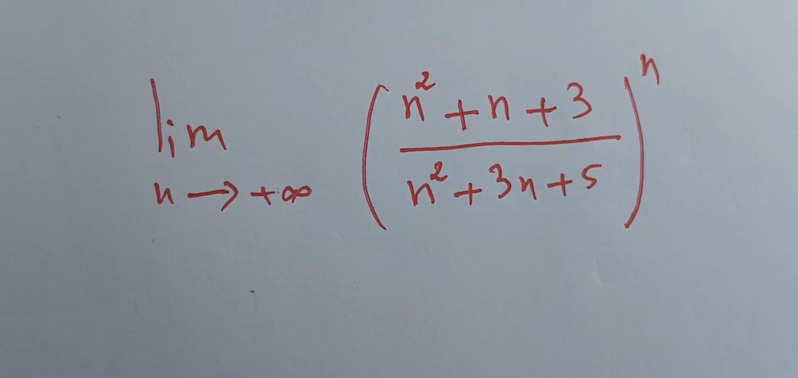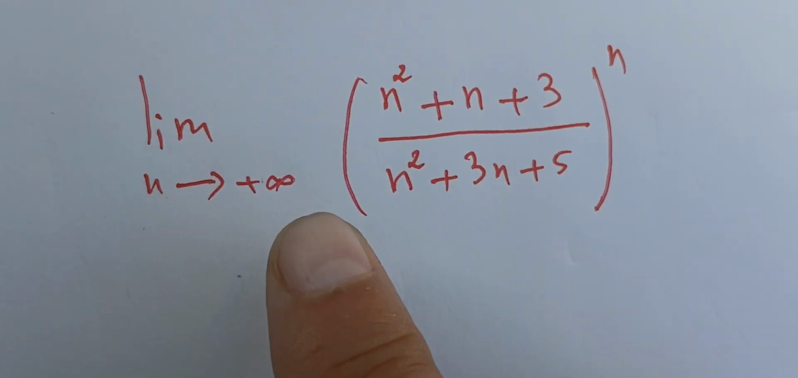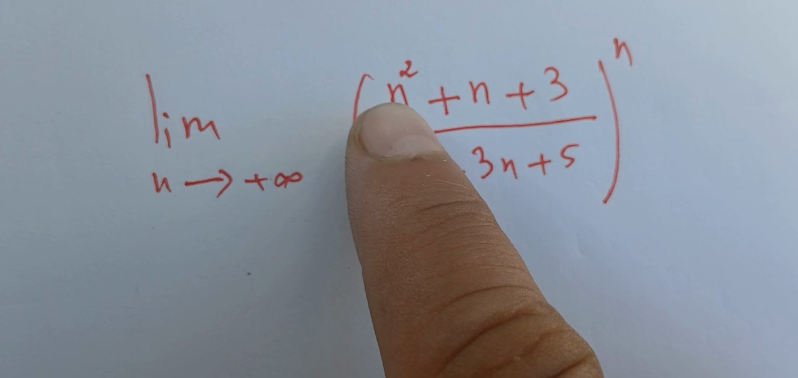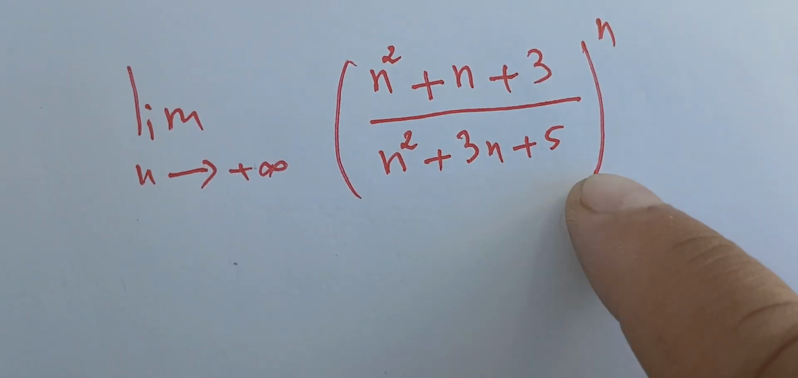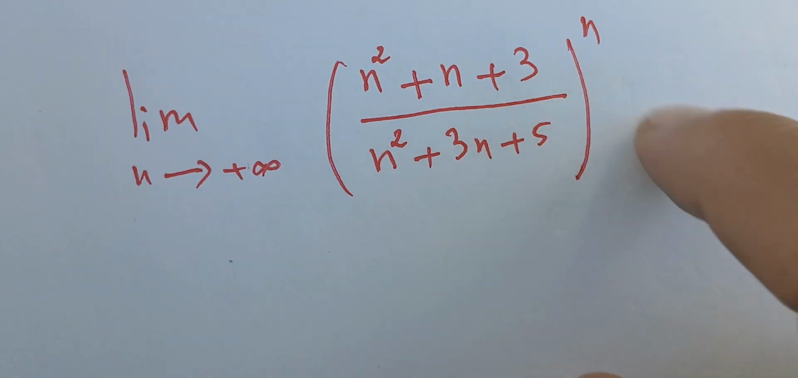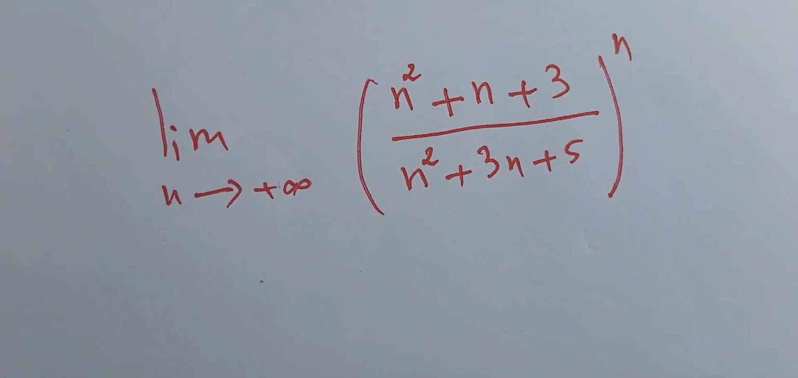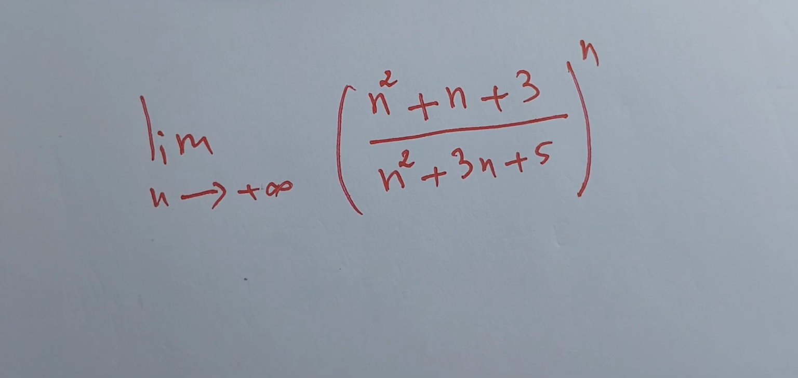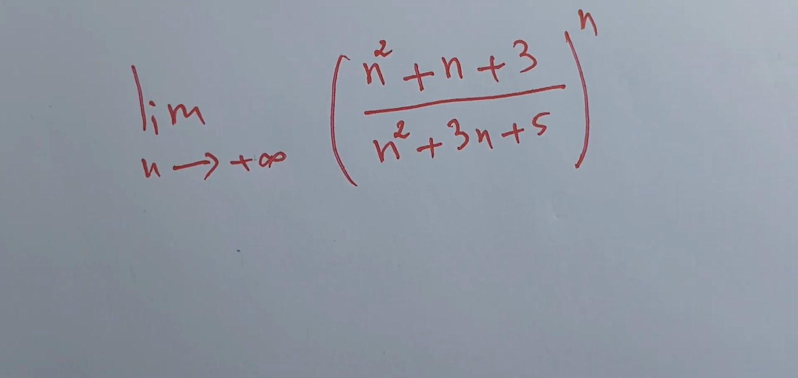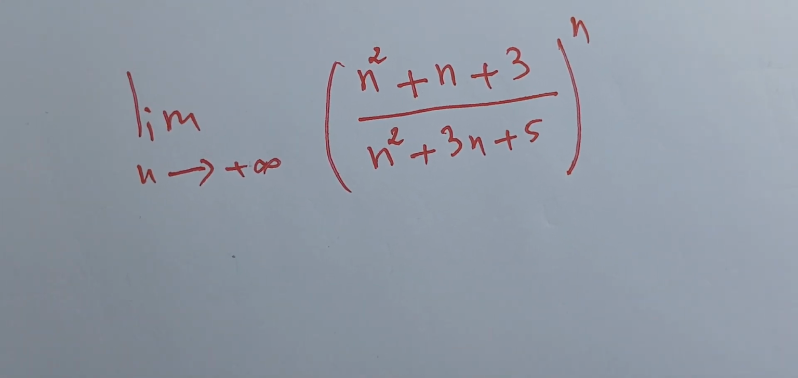Let's compute the following limit: the limit as n goes to infinity of (n squared plus n plus 3 over n squared plus 3n plus 5), everything to the power n. This is from the Stanford math competition tiebreaker, and I think we have 5 minutes to solve this problem.